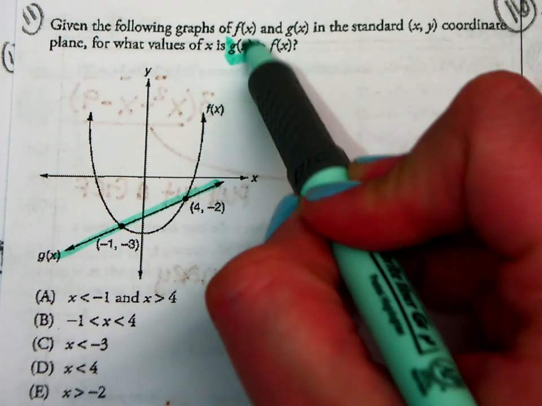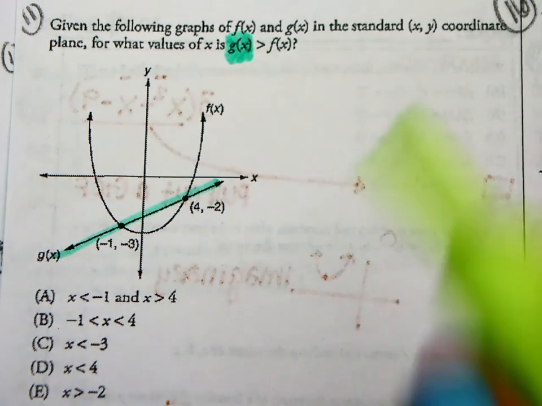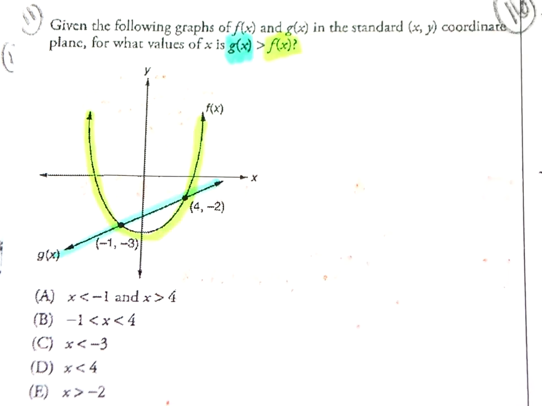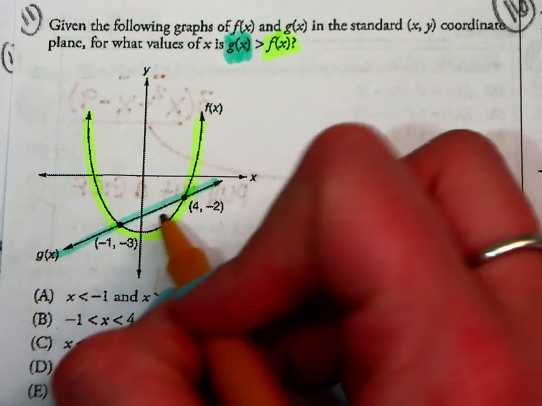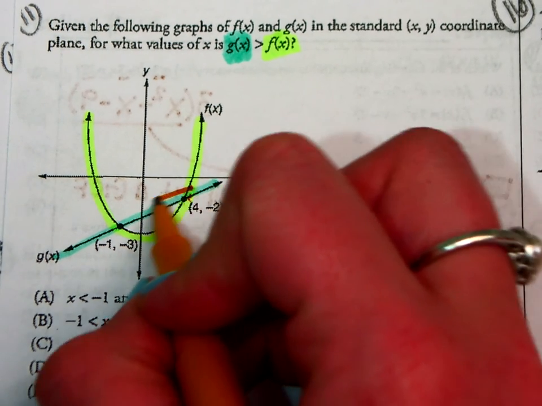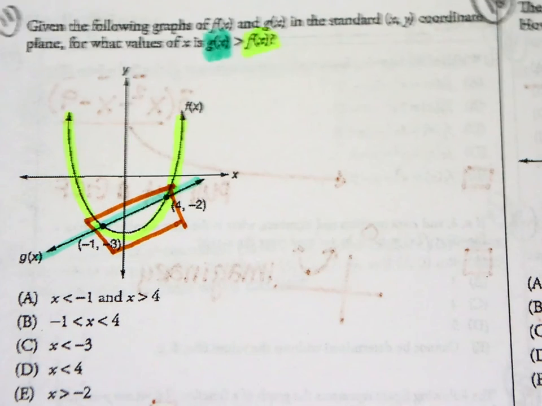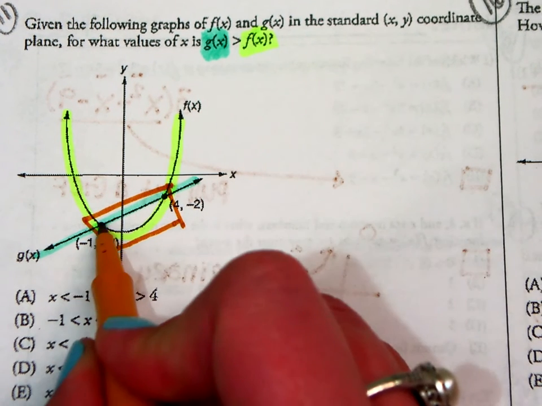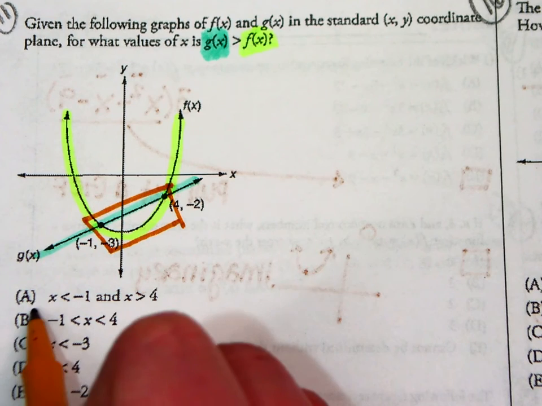And we're looking for when g of x is greater than f of x. So f of x's function is located here. So we're looking for the values of y where g of x is greater than f of x. And that actually occurs right here, because the g of x function is above the yellow f of x function. So this happens at negative 1 to 4 for my x values, but it's non-inclusive. So the answer is B.